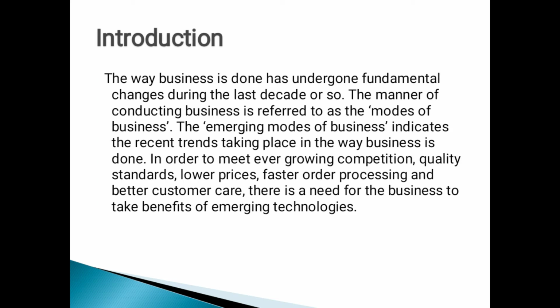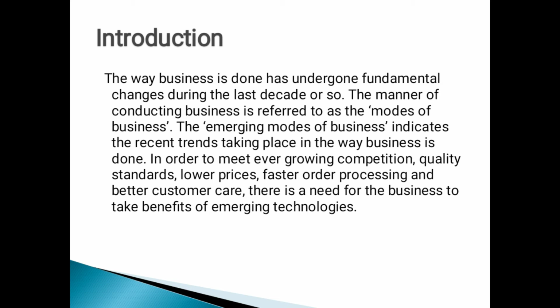So students, the way business is done has undergone fundamental changes during the last decade, and the manner of conducting business is referred to as the modes of business. The emerging modes of business indicate the recent trends taking place in the way business is done. In order to meet ever growing competition, quality standards, lower prices, fast order processing, and better customer care, there is a need for business to take benefit of emerging technologies.